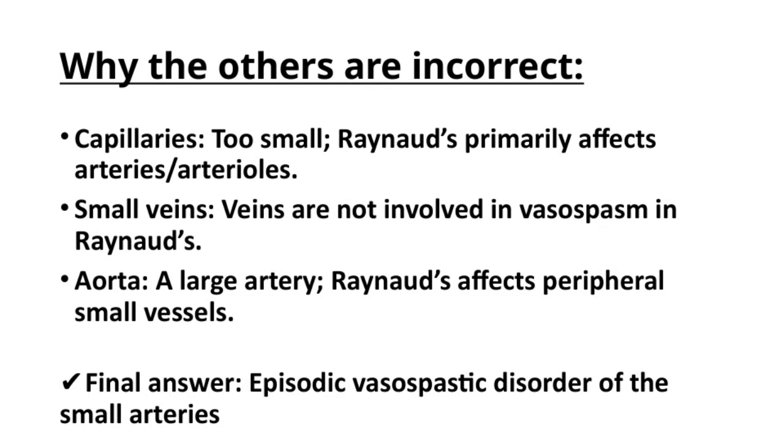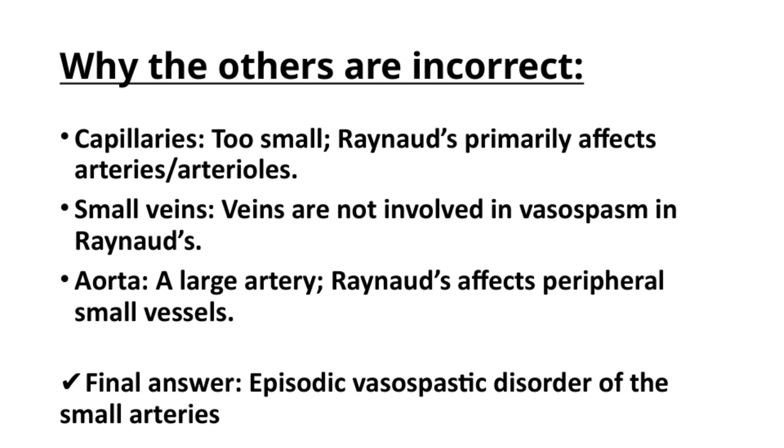It's an episodic vasospastic disorder that primarily affects the small arteries and arterioles, especially in the fingers and toes. These small vessels are the main sites where the spasms occur, which leads to the characteristic color changes and discomfort. Now, it's important to note that capillaries are too small for significant spasms to happen there, and Raynaud's doesn't mainly affect veins, so small veins aren't involved in the vasospasm.